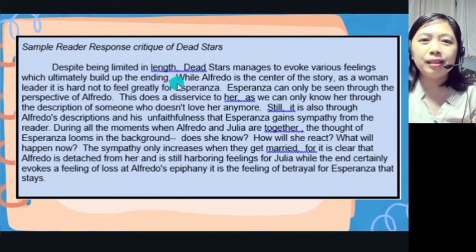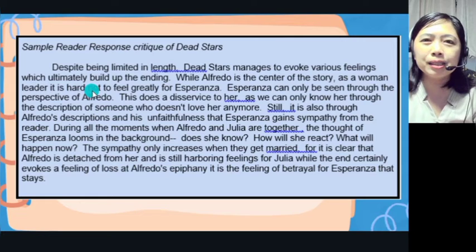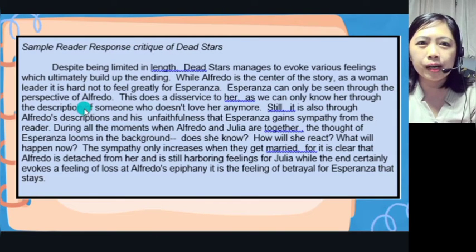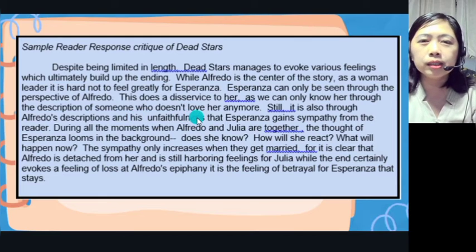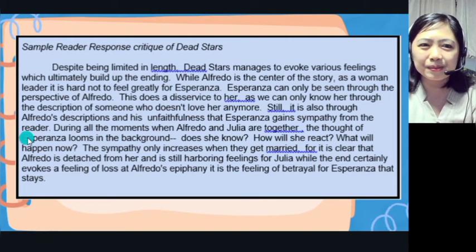Despite being limited in length, Dead Stars manages to evoke various feelings which ultimately build up the ending. While Alfredo is the center of the story, as a woman leader, it is hard not to feel greatly for Esperanza. Esperanza can only be seen through the perspective of Alfredo. This does a disservice to her, as we can only know her through the description of someone who doesn't love her anymore. Still, it is also through Alfredo's descriptions and his unfaithfulness that Esperanza gains sympathy from the reader.